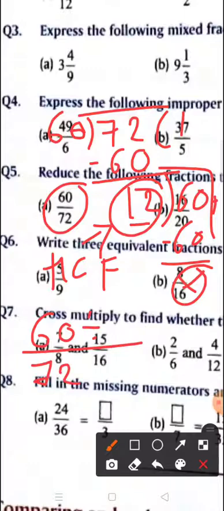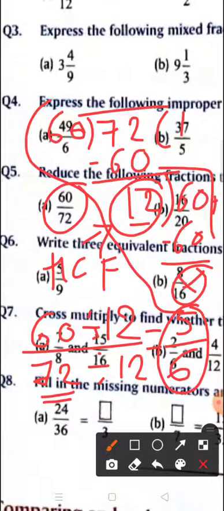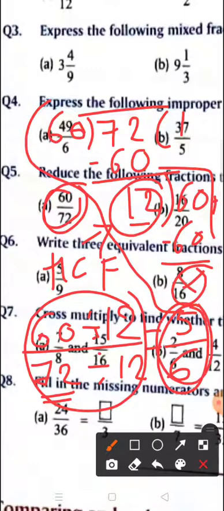You have to divide by the HCF, that is 12. What do you get? In the table of 12, how many times do you get 60? 5 times. And in the table of 12, how many times do you get 72? 6 times. Now 5 upon 6 is your answer. This is the process. First find the HCF with this method, then divide the number by the HCF. You will get the final answer. Use this step in every question.